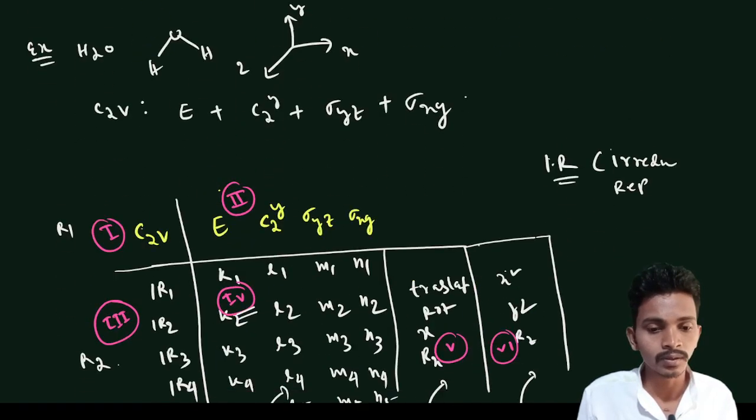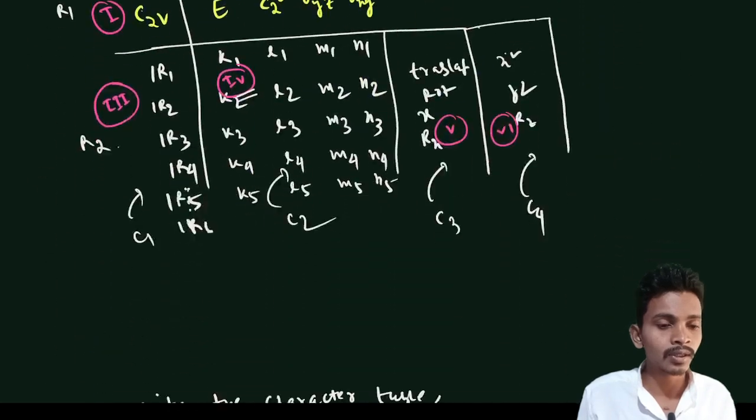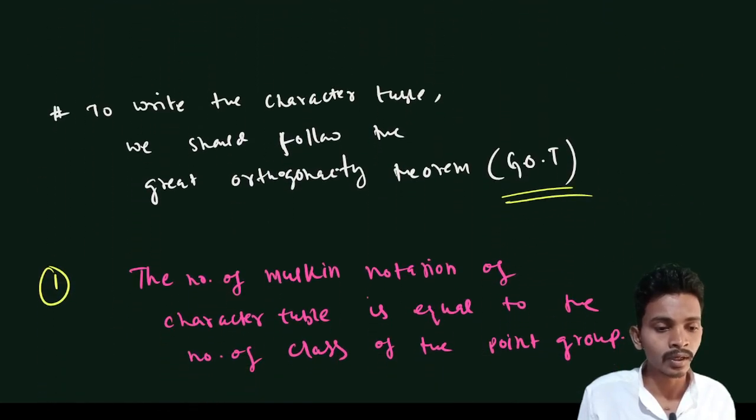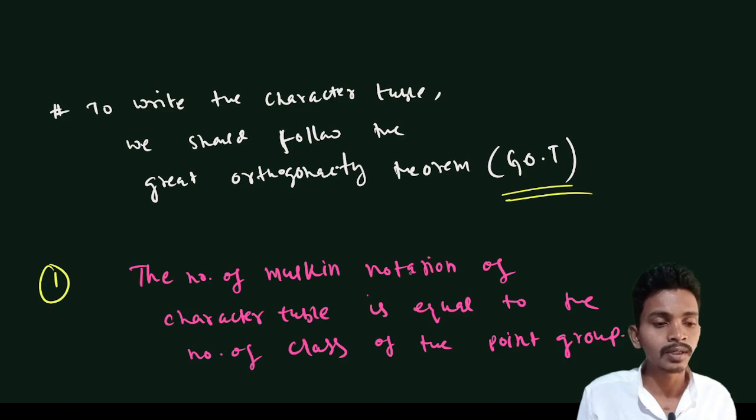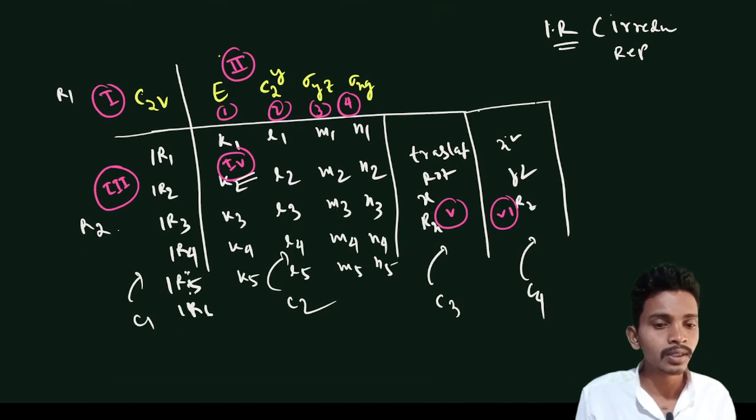Yes, here you have explained like that. The Mulliken notations of irreducible symbols: the number of Mulliken notations by irreducible symbol is equal to the number of classes of the point group. So how many classes do we have? 4 classes. This is 1, 2, 3 and 4. So here also the notations have to be up to 4 only, not 5 and 6. That is what the postulate says.